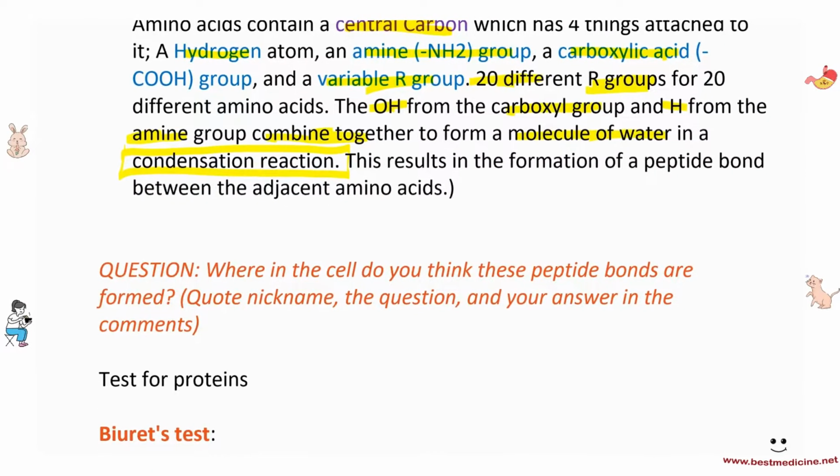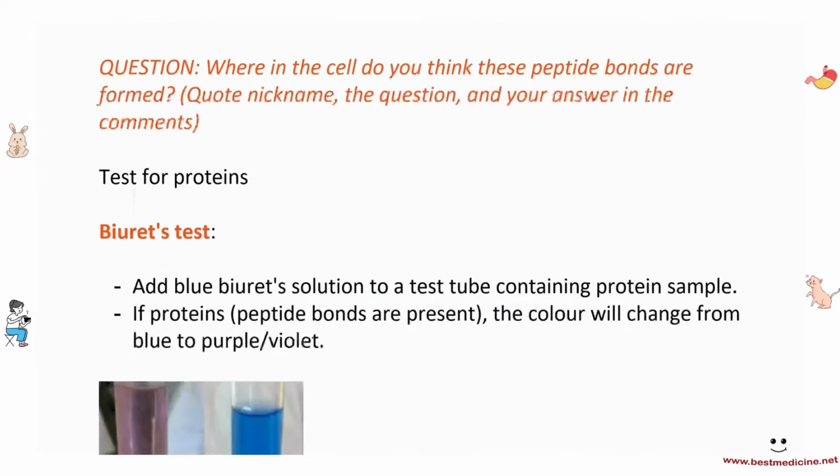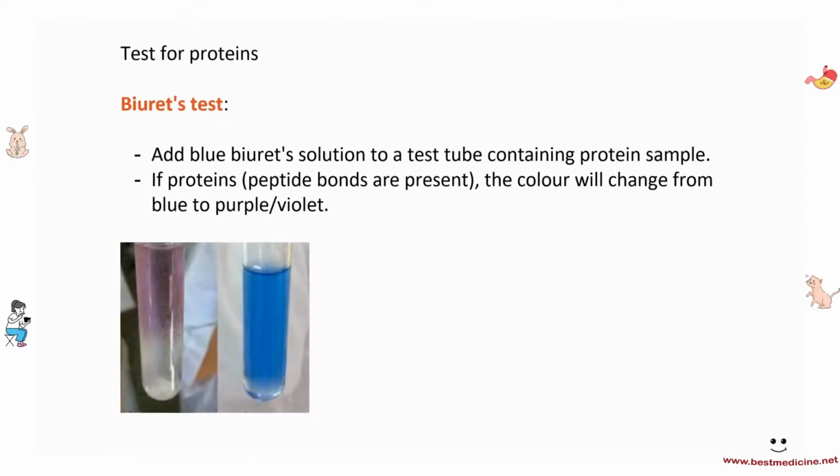Okay, so a question for you guys. Where in the cell do you think these peptide bonds are formed? So I would love for you guys to quote your nicknames, this question, and your answer in the comments. And also answer all the other questions that I make during these videos, okay?